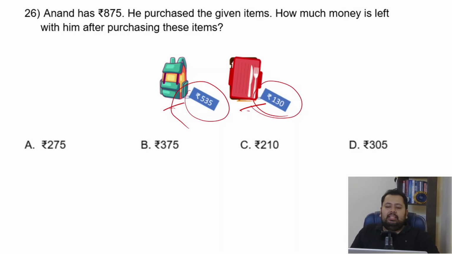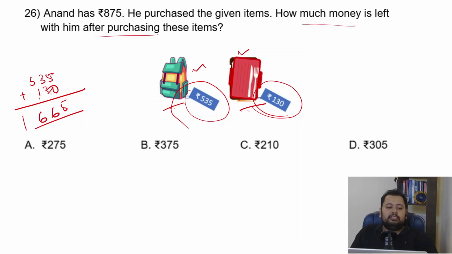Great. So again, easy one. How much has he spent on the bag and the tiffin box? It is rupees 535 plus rupees 130. If you do the addition, 5 plus 0 is 5, 3 plus 3 is 6, and 5 plus 1 is 6. So 665 rupees has been spent.